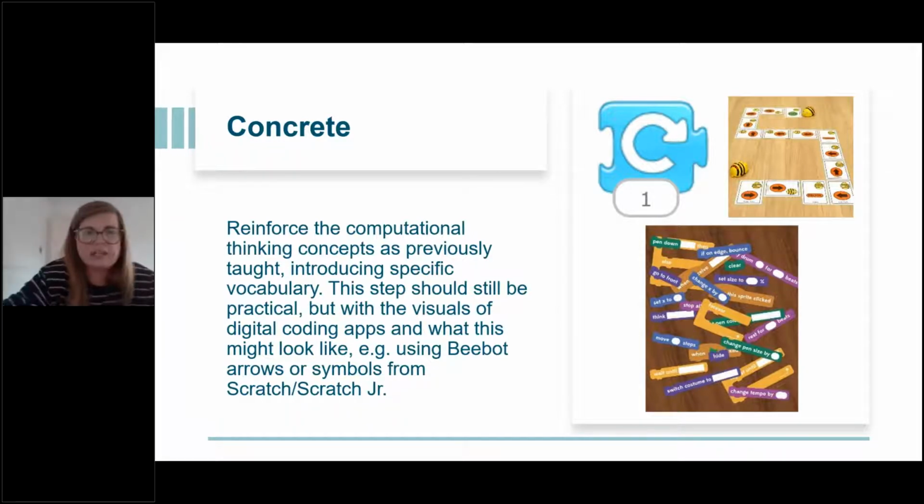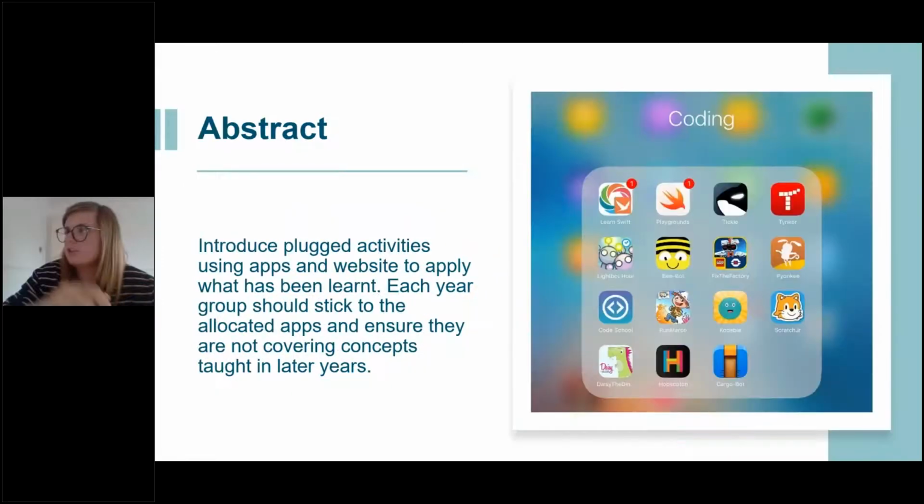And then lastly, that abstract stage. So that's where you've got different apps, different applications, different pieces of software for the children to then apply what they've learned. So if they know and they've learned the skill of repetition, get them to make a game on Scratch, get them to go onto a different Lightbot and show how they can use it. That is just a picture there. That is an extensive list of apps.